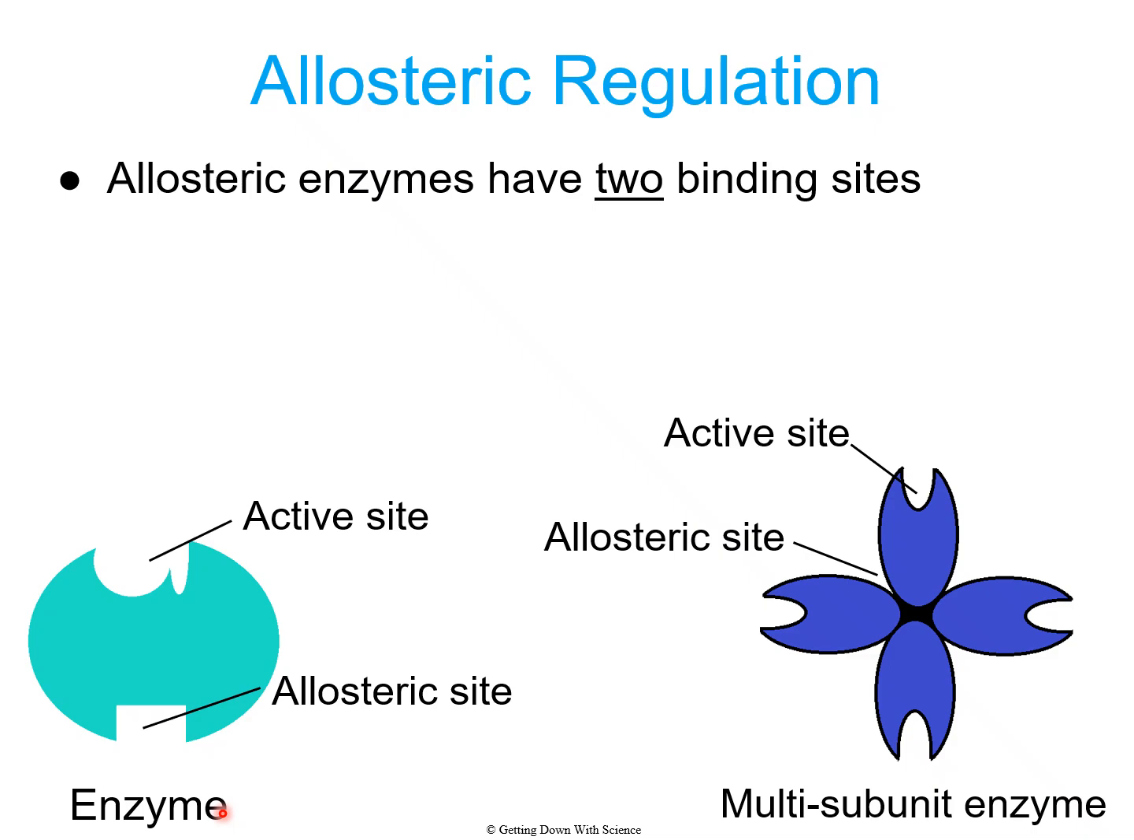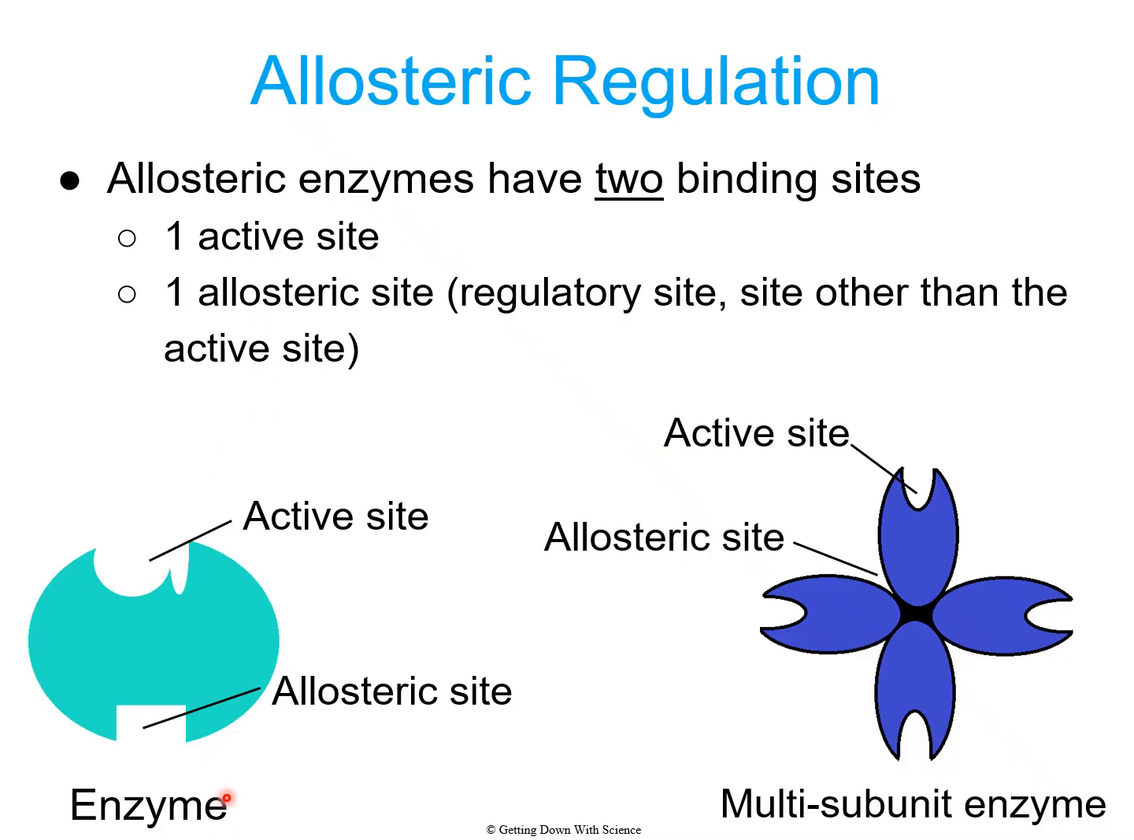So allosteric enzymes must have two binding sites. These are enzymes that can be switched off. Whenever we describe an enzyme as an allosteric enzyme, it means that it has a place where another molecule can bind and switch it off. It must have the active site, which is for the substrate. In addition to the active site, it also has an allosteric site, and this is the site where regulation will occur. This site is any site on the enzyme other than the active site. It's very similar to what we described with the non-competitive inhibitor.